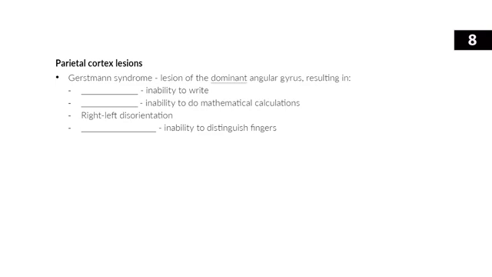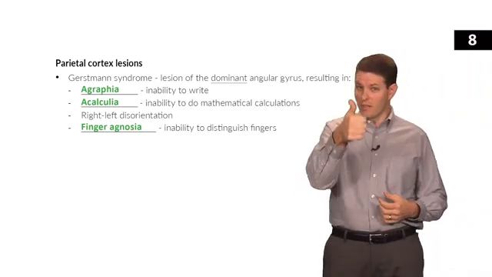So a lesion here will result in agraphia, which is an inability to write, and also acalculia, which is an inability to do mathematical calculations: addition, subtraction, multiplication, that kind of thing. It can also result in right to left disorientation, so these patients can't tell right from left. And it can cause finger agnosia, which is an inability to distinguish the fingers from one another. So these patients can't look at a finger and identify it as a thumb or a middle finger or whatever. So they might get really offended if you gave them a big thumbs up.